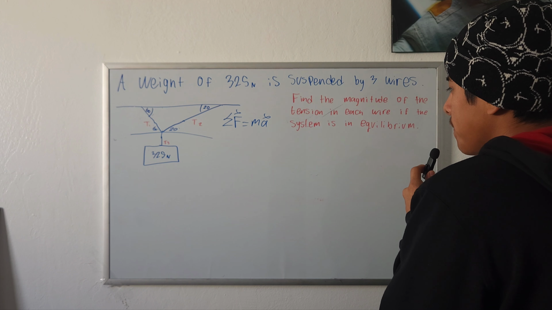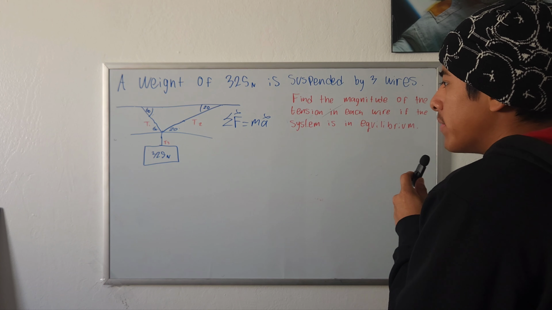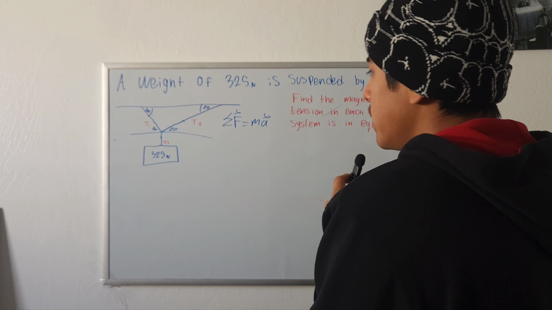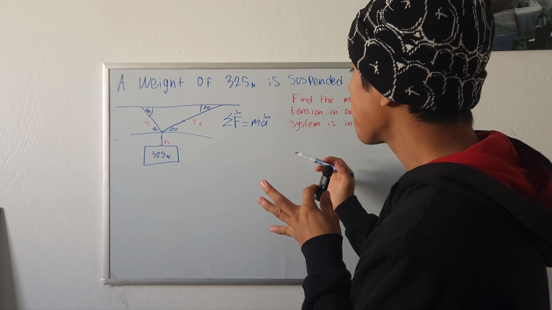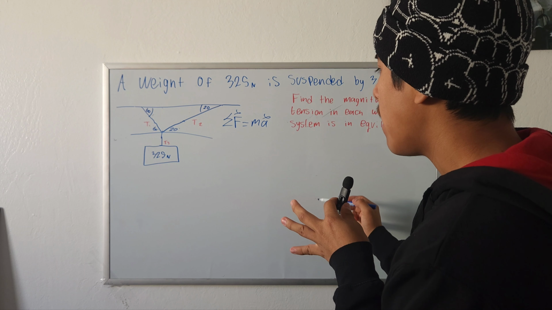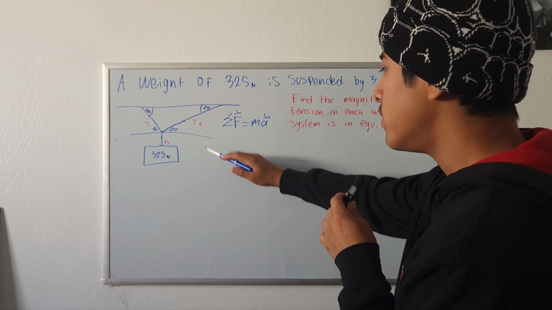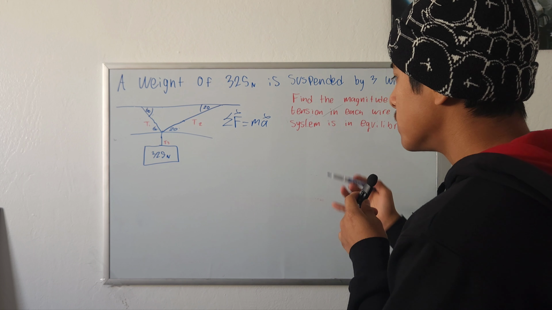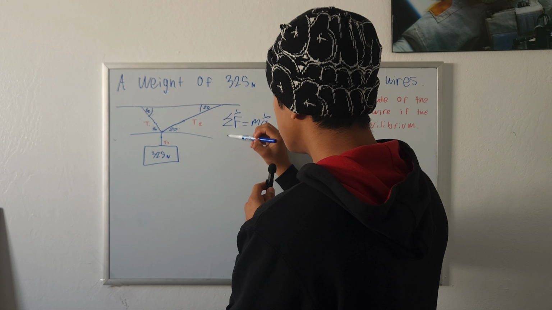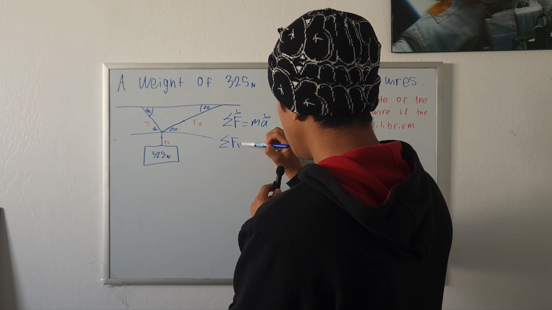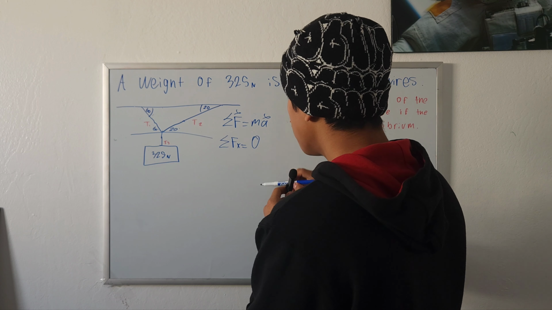And since I know that the object is in equilibrium, that means that it's not going to be accelerating. So I know that this side is going to be equal to 0. And then now I'm going to split up my components into the x, the horizontal, and the vertical direction. So let's do the ones in the horizontal first. So the sum of all my forces in the x is going to be equal to 0.